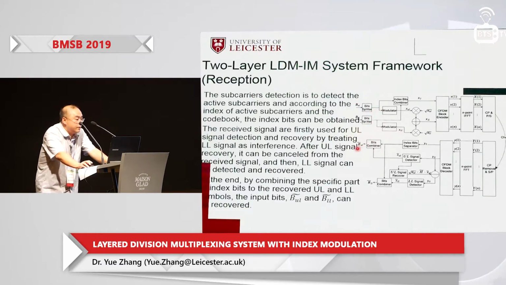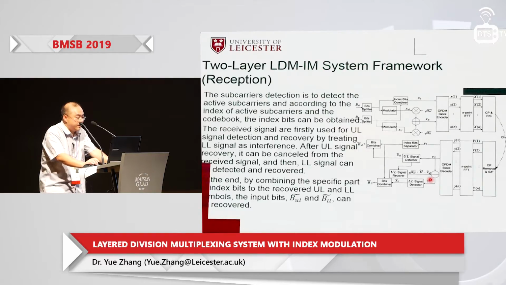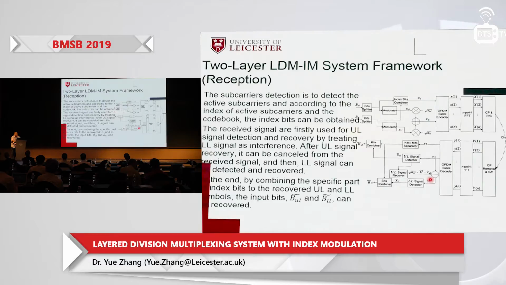Also, for the receiver part, a very critical part is the interference, the lower layer cancellation. When we decode the layered modulation, how can we cancel the signal of the upper layer? And then we will get the information bits. Combining this together, we can get the information bits of the upper layer and the lower layer.